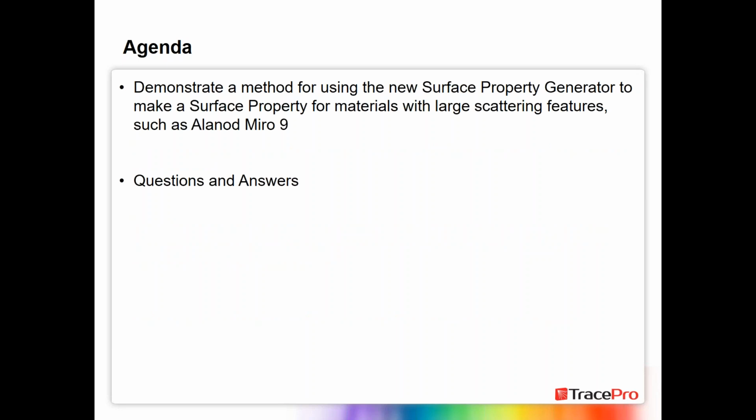And then lastly, show you a possible method that could be useful if you're dealing with scattering surfaces that have large scattering features, such as Alenod Miro 9. I'll show you a possible method you could use to model those surfaces. And then we'll wrap it up with the question and answers. And as I mentioned, feel free to enter questions at any point during the webinar, and we'll address all the questions at the end.